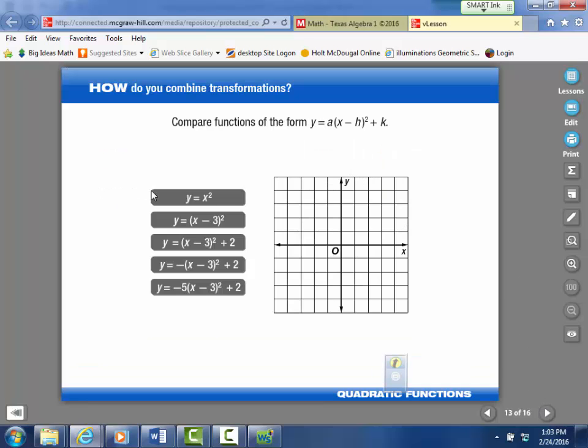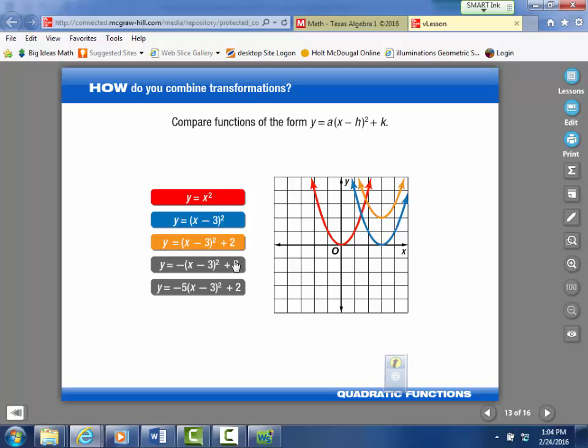All right, so let's compare some of these functions. Okay, so here's y equals x squared. And then here we're going to subtract 3 from x. What did we say was going to happen when we subtracted 3? Right, it should move to the right. So, and it did. Okay, so awesome. All right, now what happens if we add 2 to that? What should happen? It should go up. Let's see if that happened.